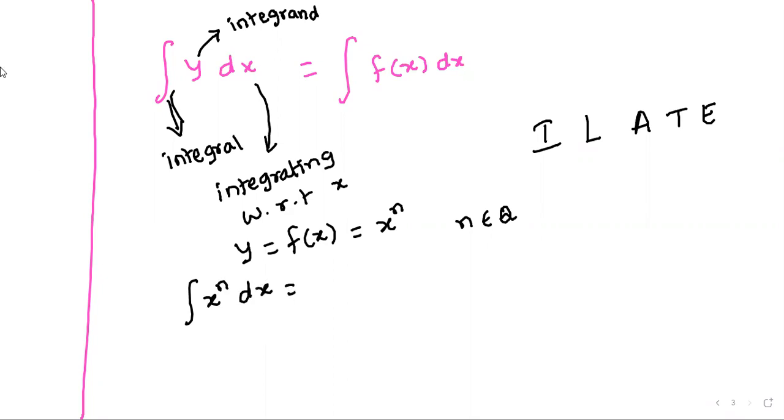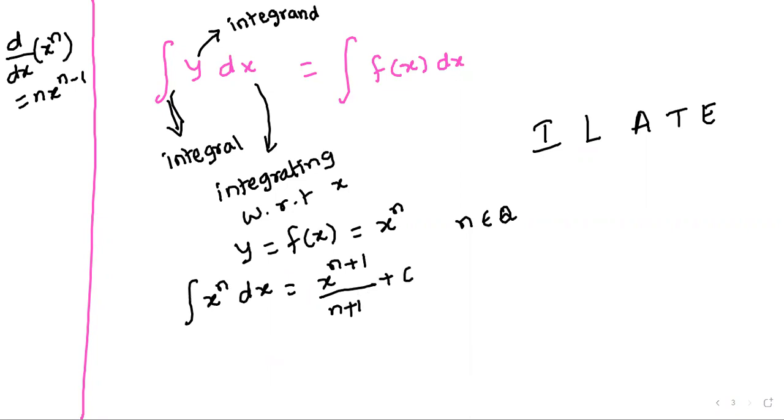What is the formula for d by dx of x power n? n times x raised to n minus 1. Integral x power n dx means x raised to n plus 1 upon n plus 1 plus some constant c, where c is constant. Why we need to keep the constant, I will tell.